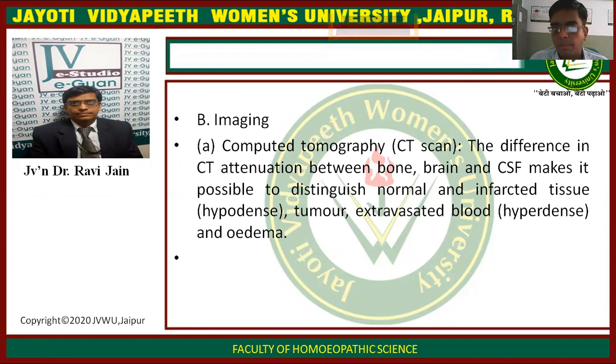CT of brain, computed tomography, is also known as computerized tomography. The difference in CT attenuation between bone, brain and CSF makes it possible to distinguish normal and infarcted tissue, that is hypodense, tumor, extravasated blood, that is hyperdense, and edema. So CT can be done for differentiation of various lesions in bone, brain and CSF to distinguish normal and infarcted tissue, tumors, extravasated blood and edema.